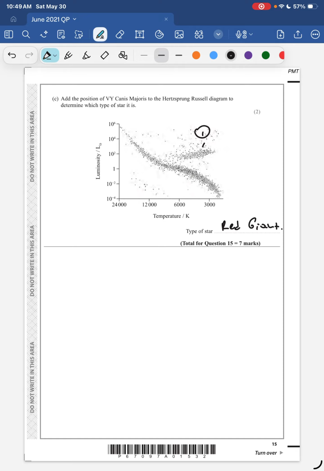Okay, that's about 3,800, and this is about 270,000 times the luminosity of the sun. So this is the answer.